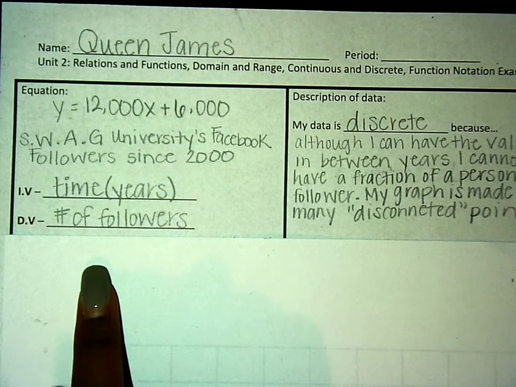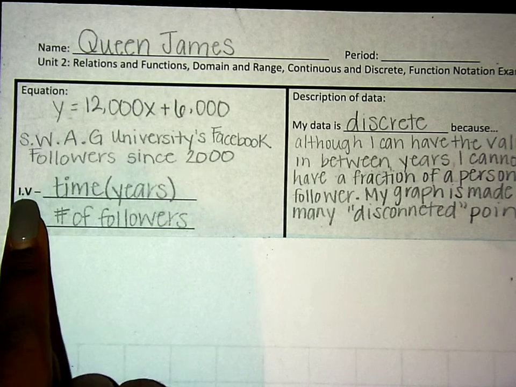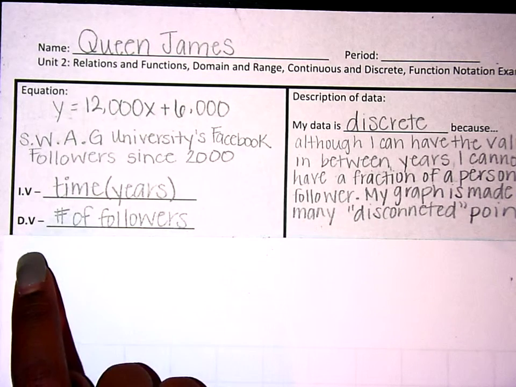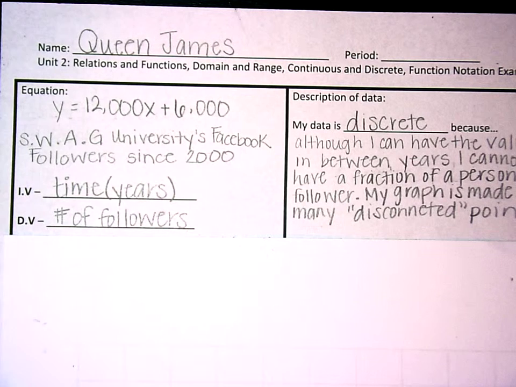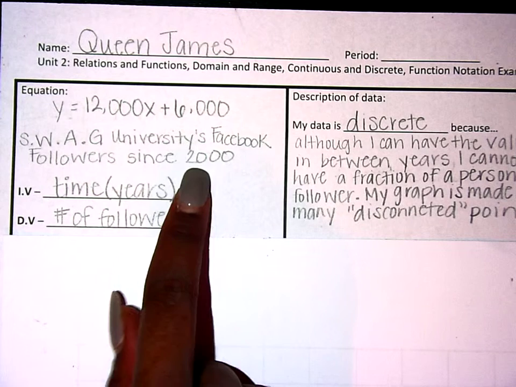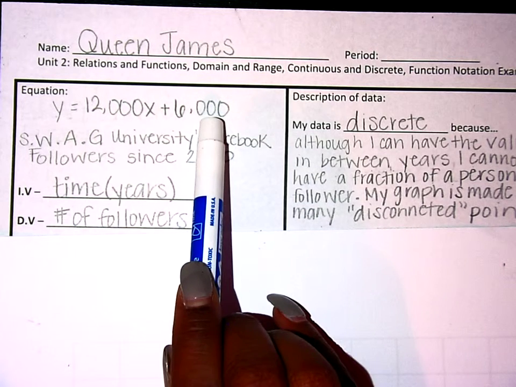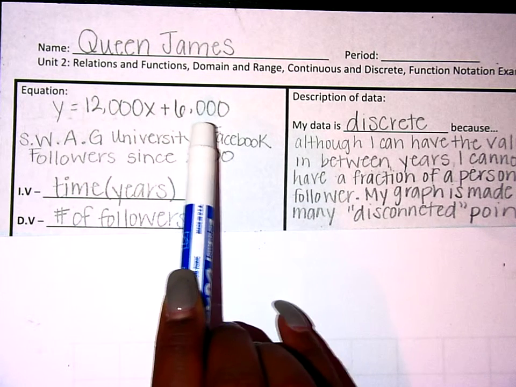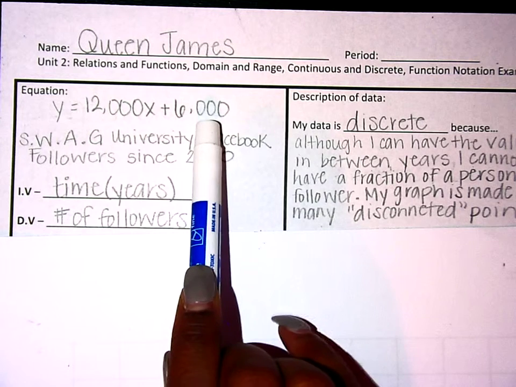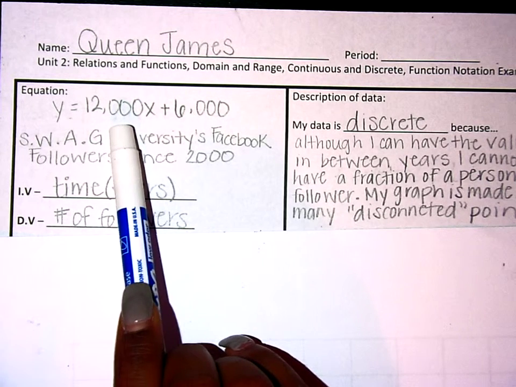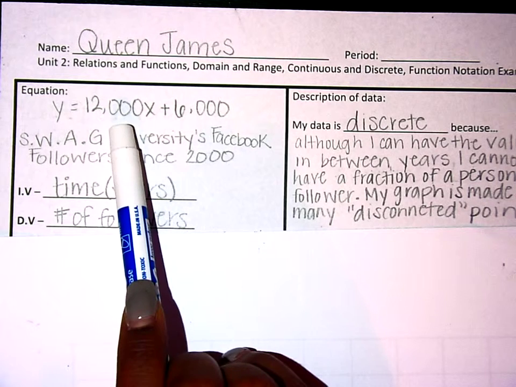First, for my equation, my independent variable is time in years. My dependent variable is the number of followers that the university has. Mind you, I'm tracking the followers since the year 2000. Just by looking at my equation, I can see that I'm starting with 6,000 followers. This is my y-intercept. I can also see that I'm going to gain 12,000 followers a year because this is my slope or my rate of change.